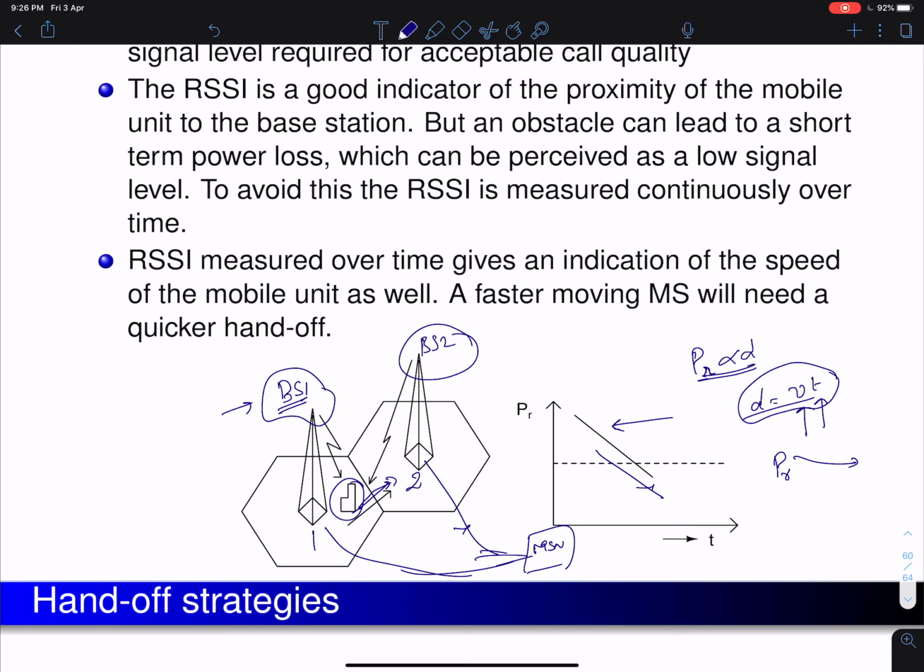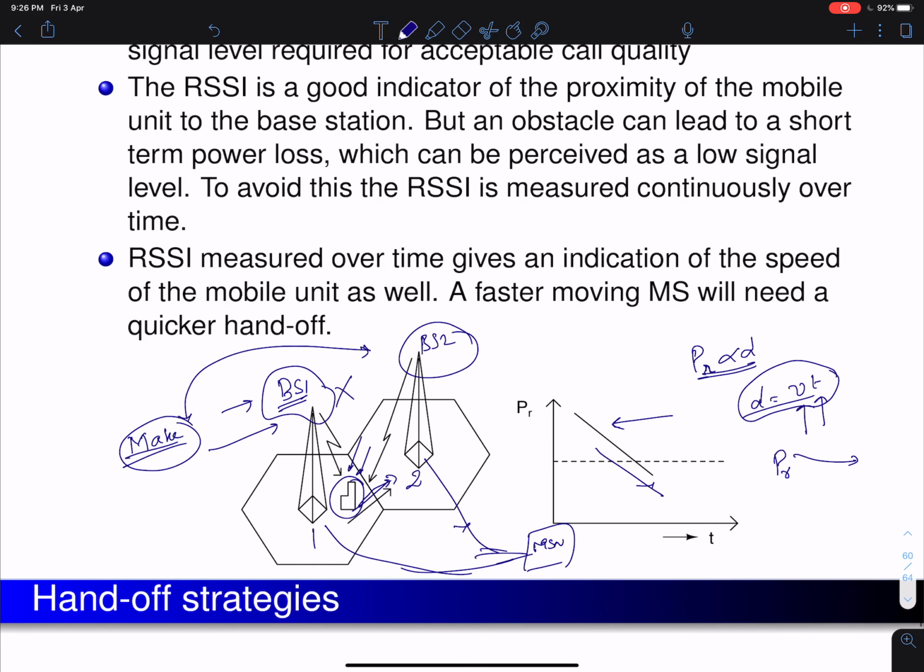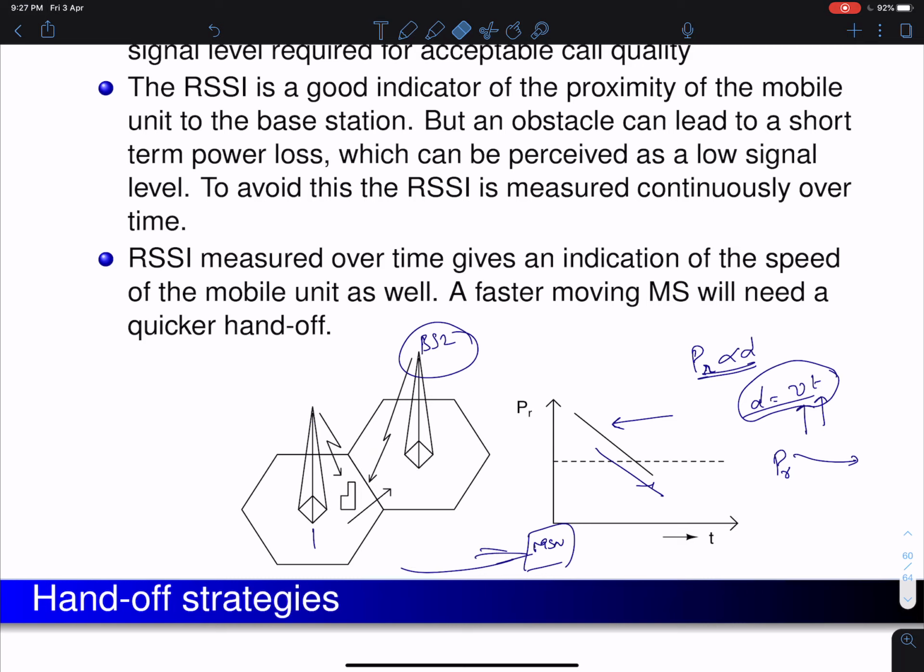Now handoffs can generally be of two types. One is make before break. Generally we prefer make before break connections. Meaning base station 2 will make a connection with the cell phone before base station 1 breaks it. That's called a make before break connection. If you do a break before make connection, then you will normally have a call drop, so you shouldn't do that. So the base stations use what we call a make before break approach. First a connection is made between base station 2 and the cell phone, and then you break the connection to base station 1. So this is one way of doing handoff.